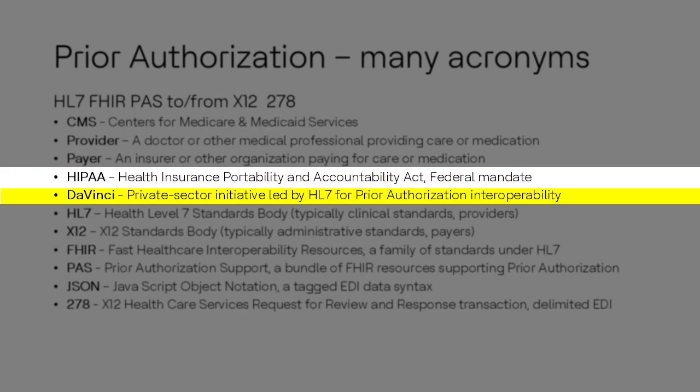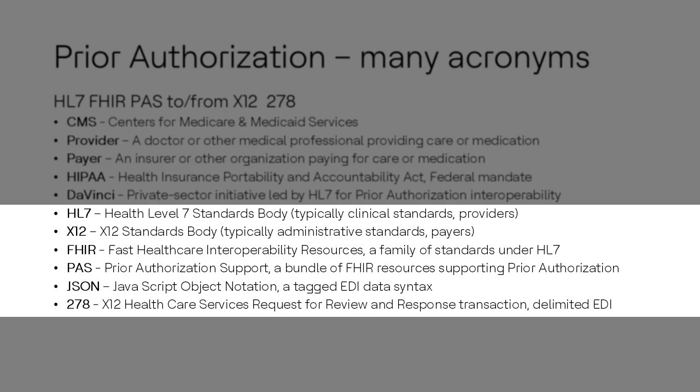Da Vinci. This is a private sector initiative led by HL7 to figure out how to modernize and merge these workflows. If CMS provides the what, the Da Vinci project provides the blueprints for the how, specifically for prior authorization interoperability. Finally, we have the languages our systems speak. This is where the translation friction happens. HL7, or Health Level 7. This is the standards body typically focused on clinical data. It is the language of the provider and the electronic health record, or EHR.